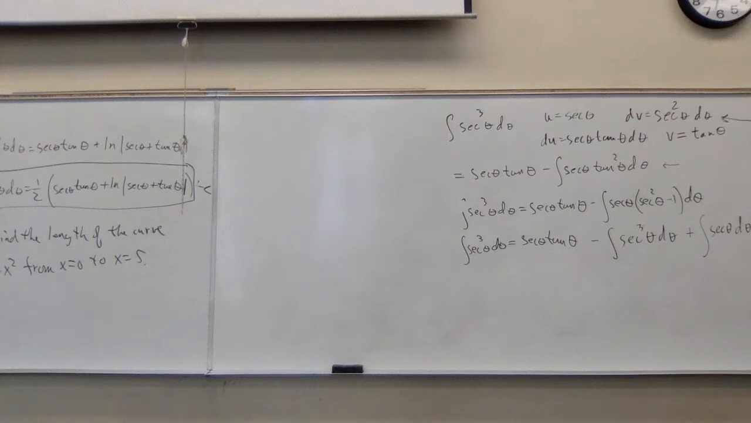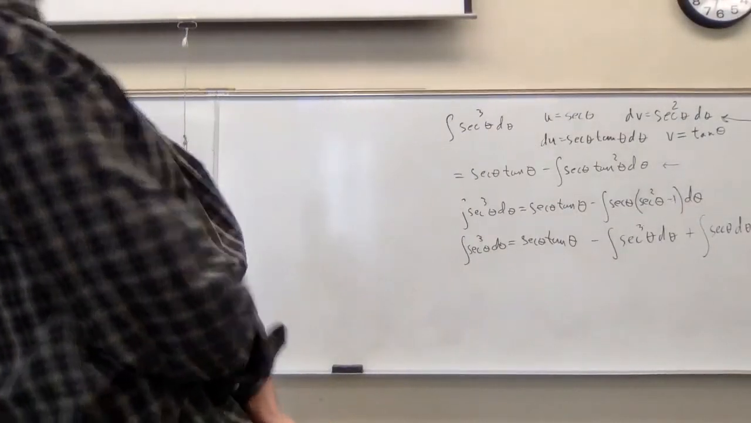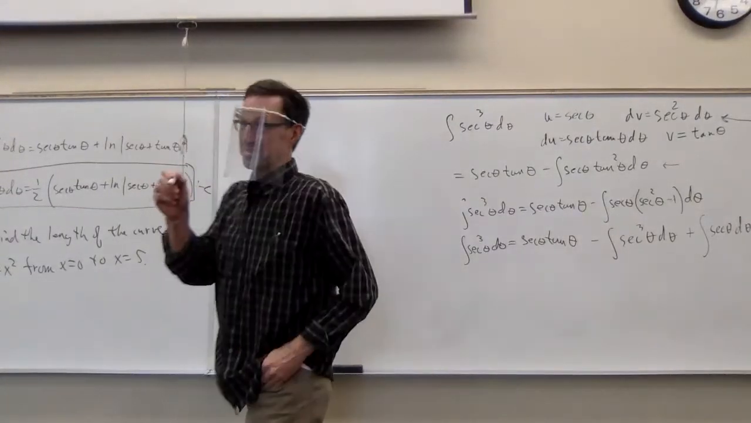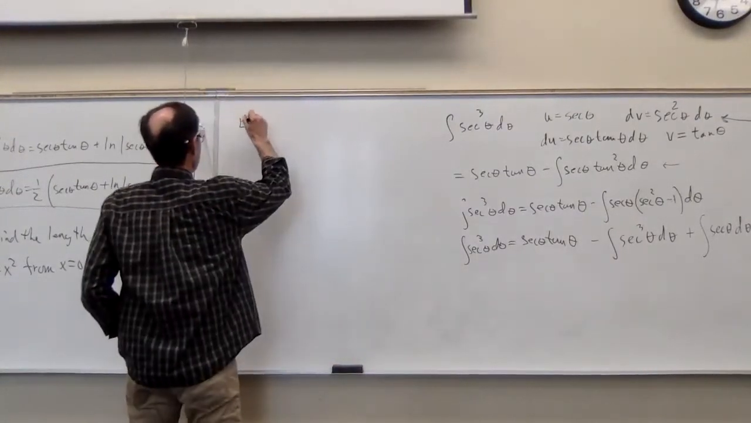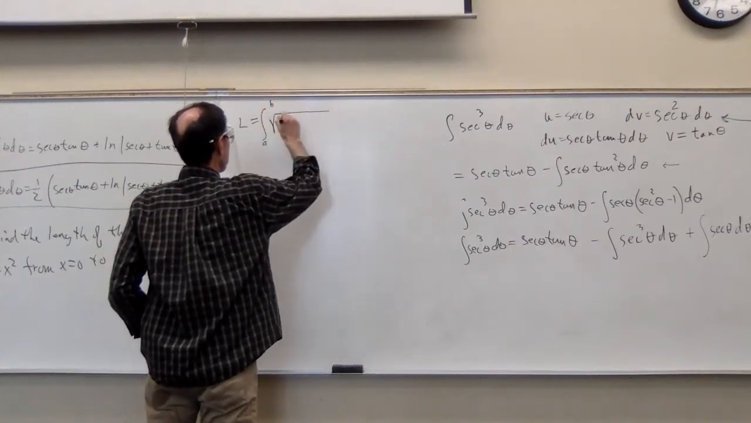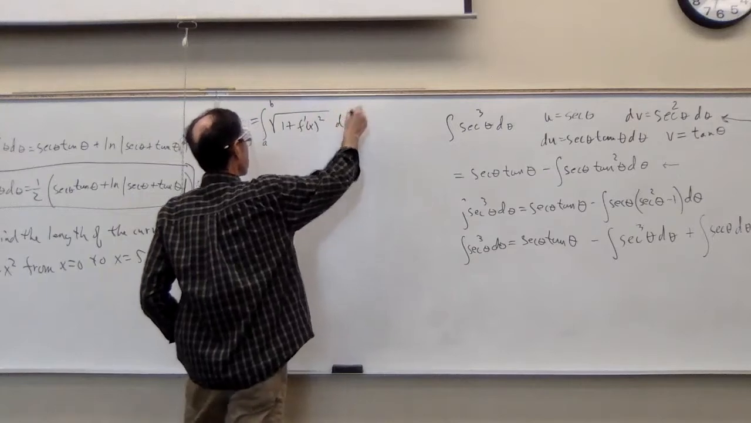Anybody remember how to do it? How to find the length of a curve? Scott? Isn't it the integral of the square root of 1 minus the derivative of x squared? Plus. Plus, yeah. We have a formula. We worked it out in the last chapter. A to b, square root 1 plus f prime of x squared.